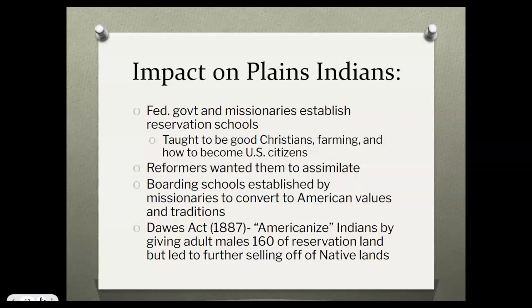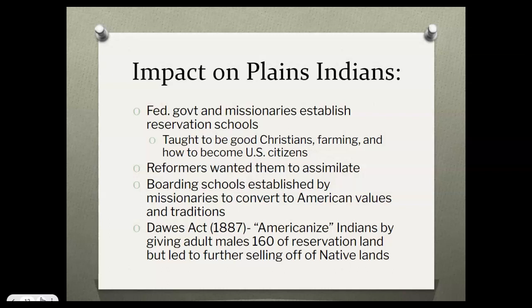Also, the federal government and missionaries established reservation schools. These schools were to teach how to be a good Christian, so to convert them from their native beliefs, farming, and how to become a U.S. citizen. You have to remember, Native Americans really are the last group to get formal citizenship, even though they're the first people here.